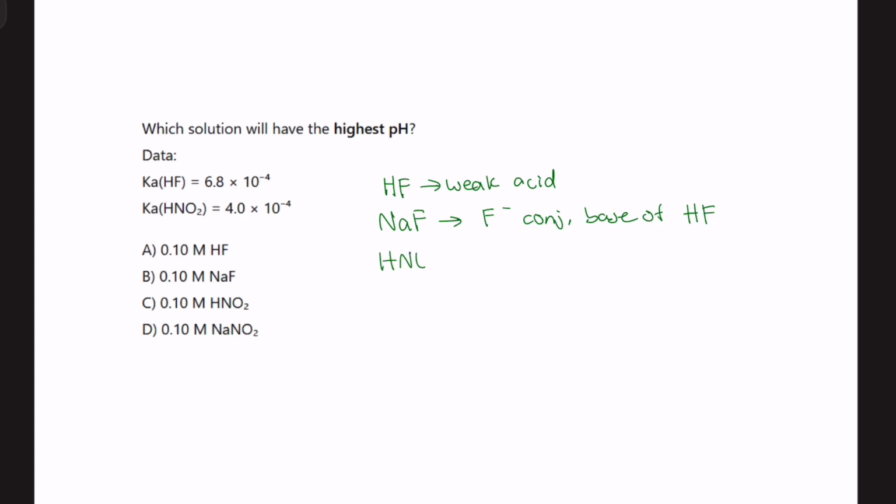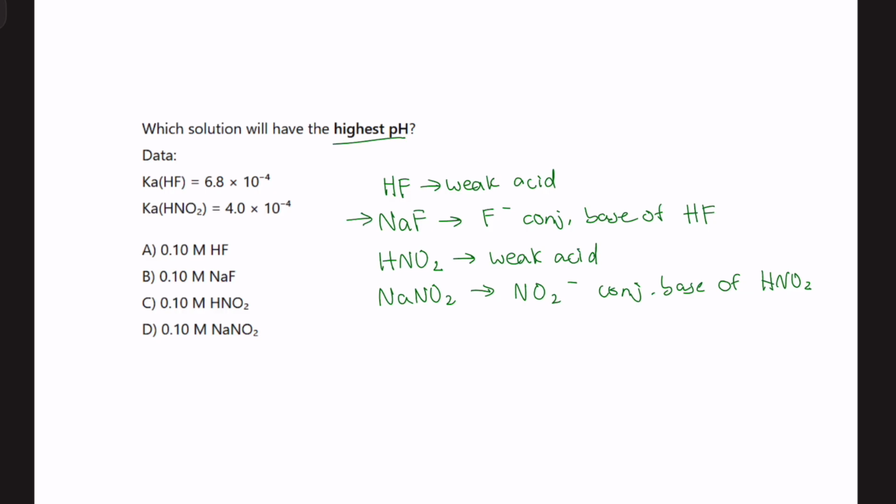So I have HNO2. This is also a weak acid. And then I have NaNO2, which is a salt, which includes NO2 minus, which is the conjugate base of HNO2 because it just lost a hydrogen. So which one has the highest pH? We know that it has to be one of these two bases that have the highest pH. But which one is it?